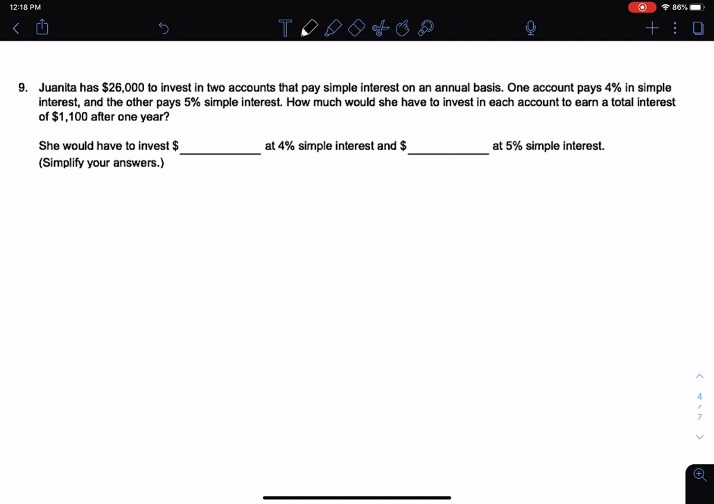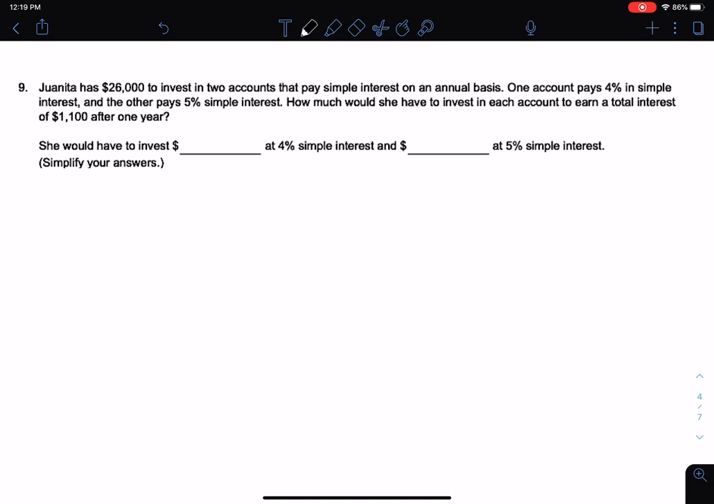This says that Juanita has $26,000 to invest in two accounts that pay simple interest on an annual basis. One account pays 4% simple interest, and the other account pays 5% simple interest. How much would she have to invest in each account to earn a total interest of $1,100 after 1 year?